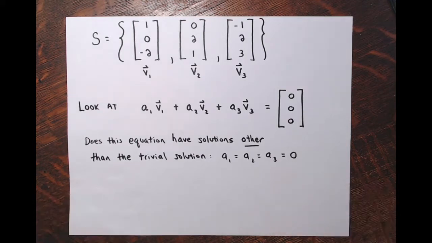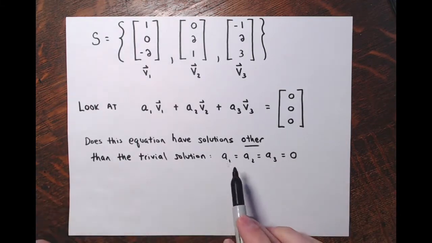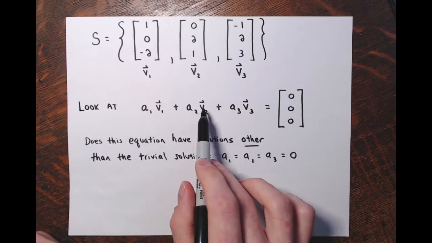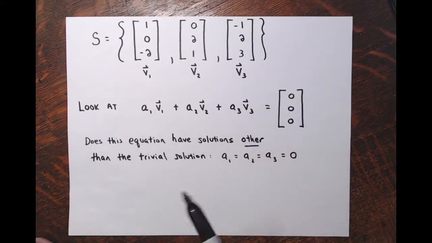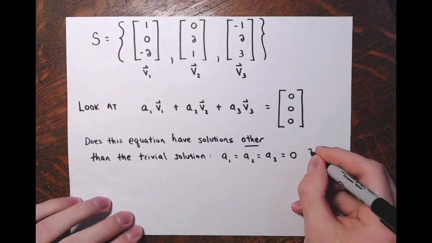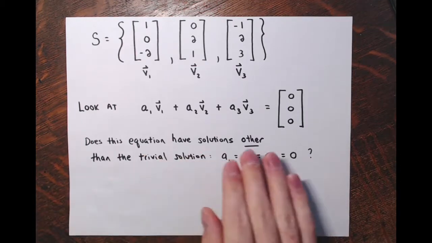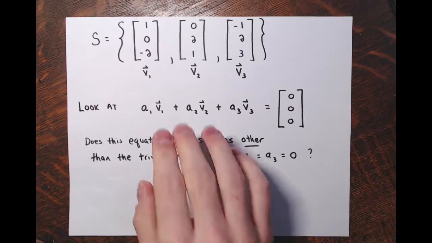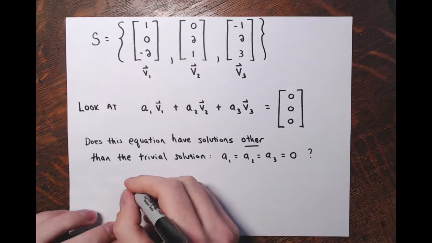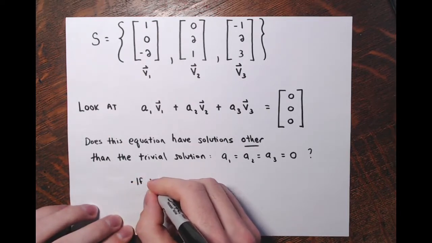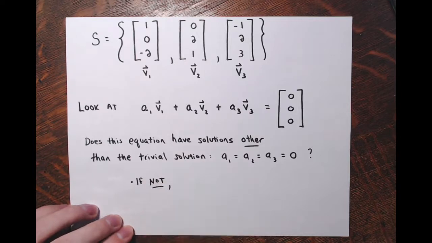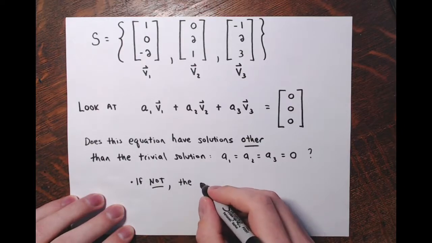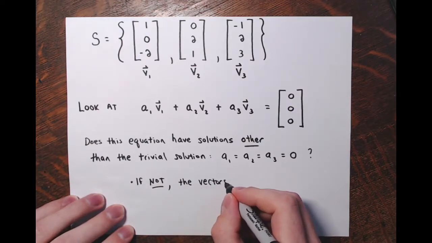Because again, that's an obvious solution, right? A trivial solution. If I replace a1, a2, and a3 with 0, you'd get the 0 vector plus the 0 vector plus the 0 vector equals the 0 vector. It's obvious. Now, if the answer to this question is no, if there aren't any other solutions besides the trivial solution, then the vectors are linearly independent, or I'll just say independent.